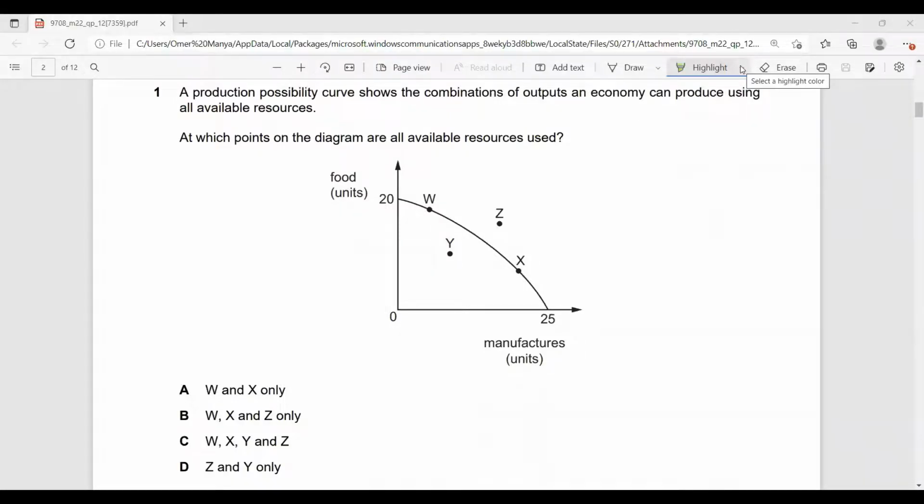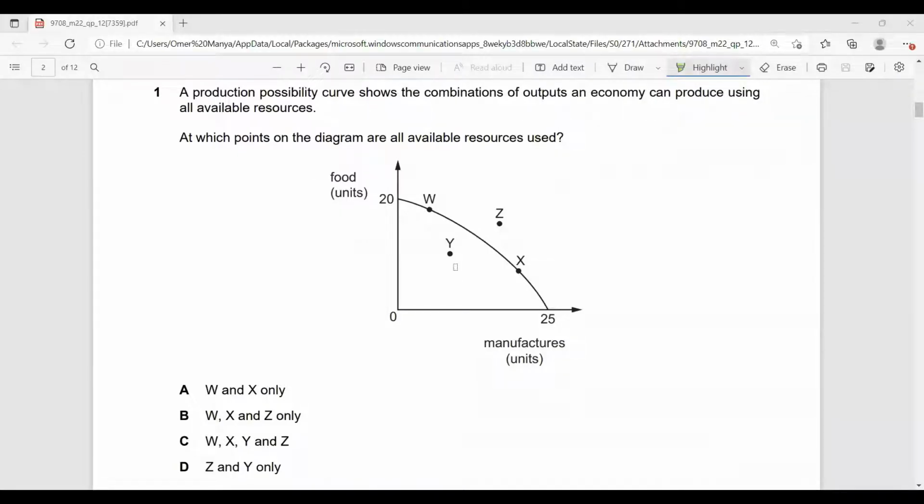The first question says, a production possibility curve shows the combination of outputs an economy can produce using all available resources. At which point on the diagram are all available resources used? If you recall, the production possibility curve is a curve that shows the maximum production or output of two goods or services if all available resources are used fully and efficiently.